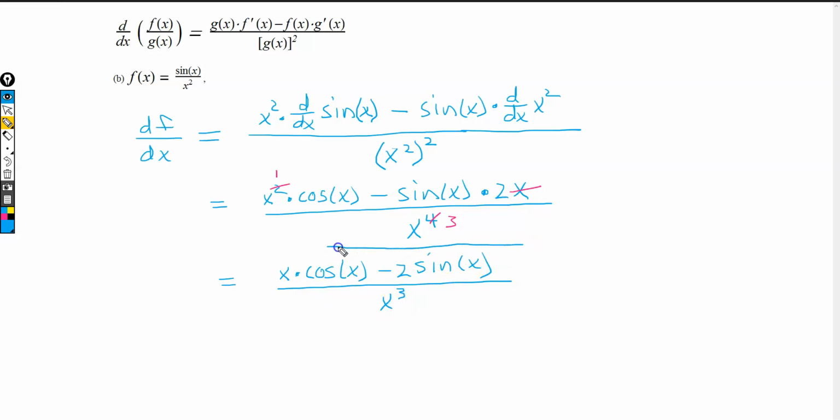and that's our answer. So that's the derivative of sine x divided by x squared, and we really can't simplify that any further. Let's take a look at another one.